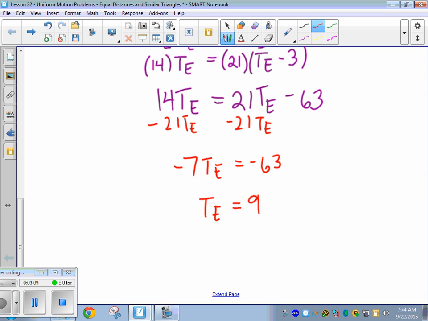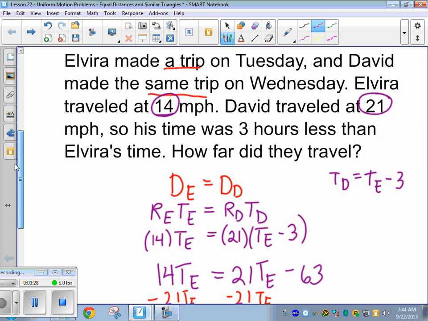All right, if you got a negative number, do you know you messed up? Yes. Even if you get a decimal, you probably messed up on these. They usually turn out nice. So go back, see if you can correct it. And then we need units. So this is time Elvira. If it's time, this problem is talking about hours. So 9 hours is how long it took Elvira.